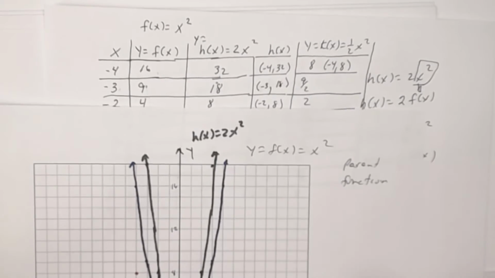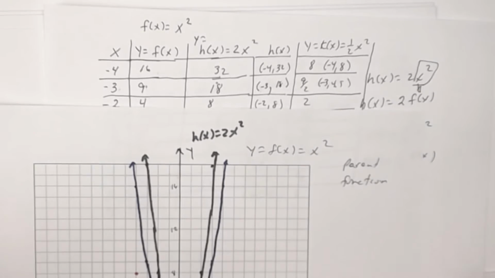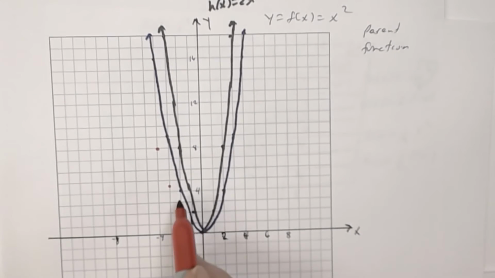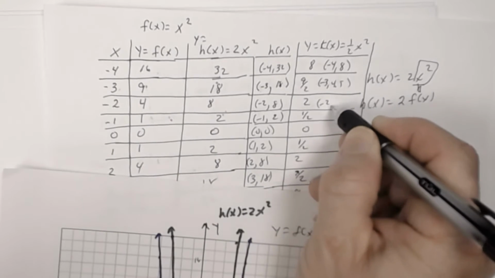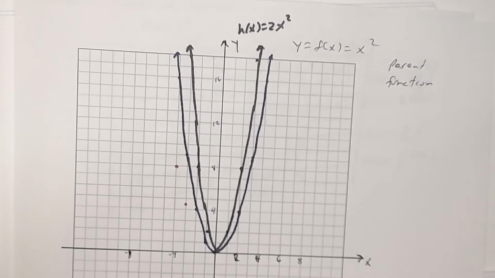The next one is negative 3, 4.5. Okay? So that's about what? About right here. 4.5. All right. And then the next one is negative 2, 2. Okay, so negative 2, 2, which is right here. Then we have 0, 0.